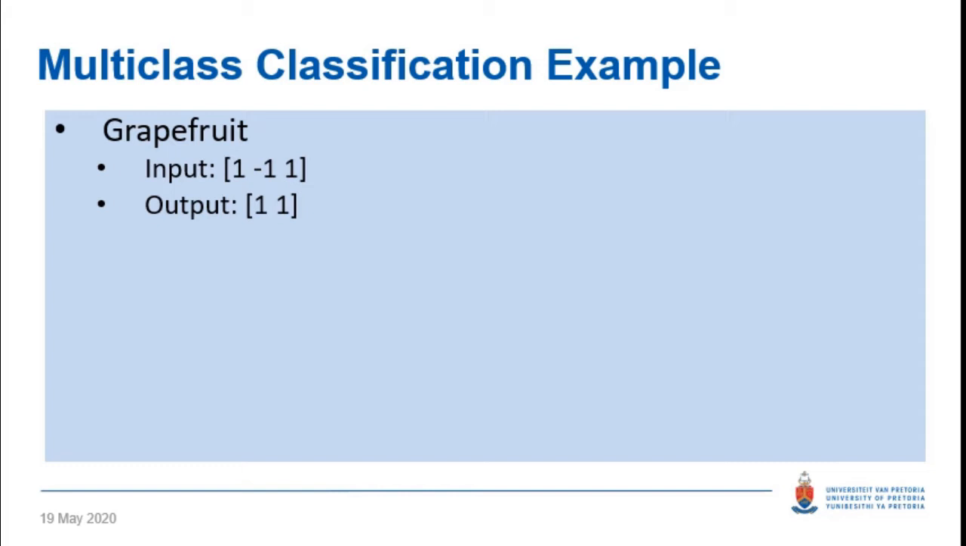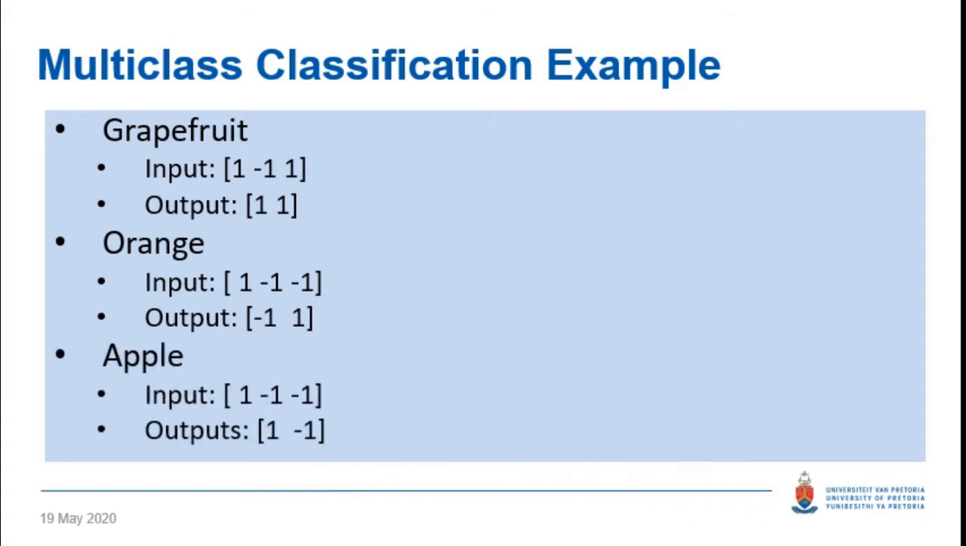All you need to make sure is that the output vector for each class is different. So if you look at an orange, the attribute values are the same, but the output vector that we've chosen is -1 and 1. And similarly with an apple, the input vector is basically the same, but because we have 3 classes, we have to have a different output vector. And the output vector is 1 and -1 here.